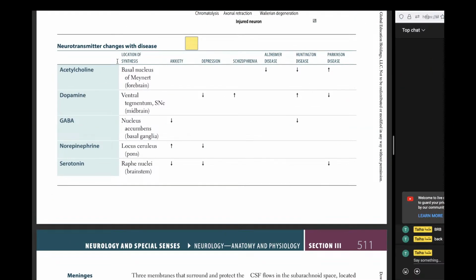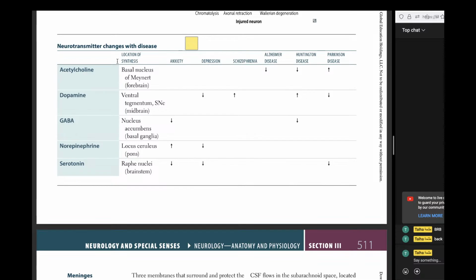Okay, so acetylcholine is the basal nucleus of Meynert in the forebrain. Dopamine is the ventral tegmentum and the substantia nigra compacta, I guess. GABA is the nucleus accumbens in the basal ganglia. And norepi is the locus ceruleus in the pons, and serotonin is the raphe nuclei in the brainstem. Okay, in anxiety, GABA is down, norepi is up, and serotonin is down. In depression, you have dopamine down, norepi down, and serotonin down, everything down.